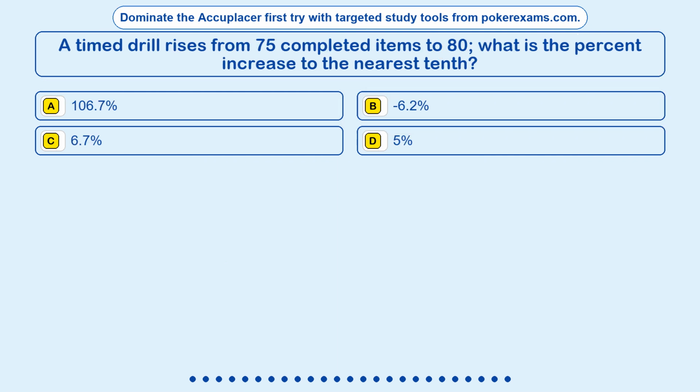Question 4. A timed drill rises from 75 completed items to 80. What is the percent increase to the nearest tenth? Option A, 106.7%. Option B, -6.2%. Option C, 6.7%. Option D, 5%.